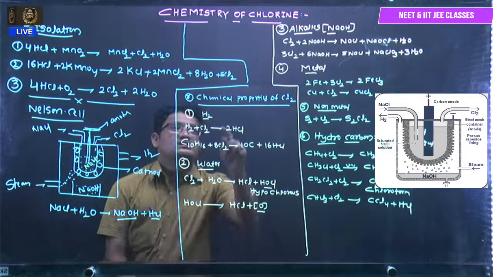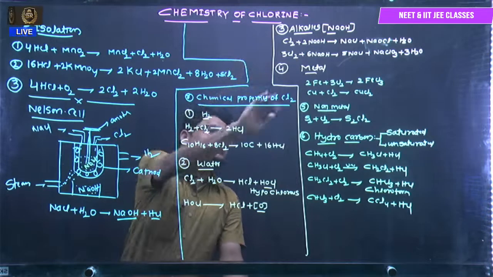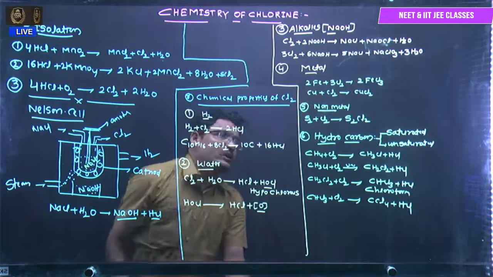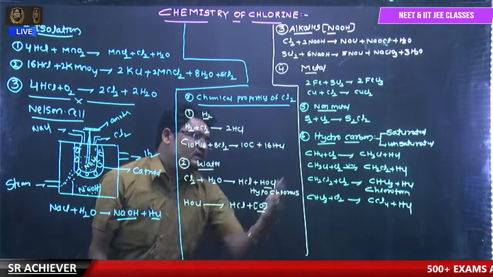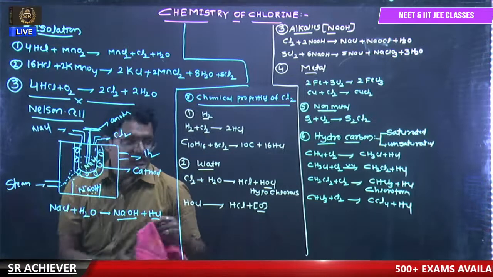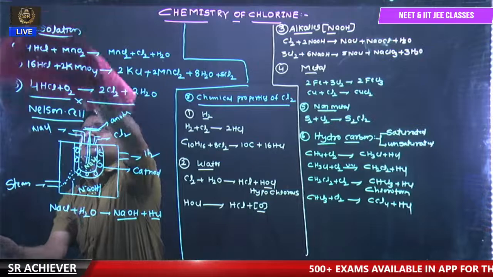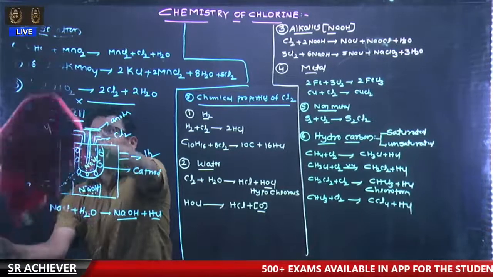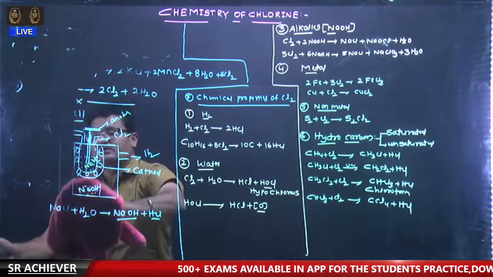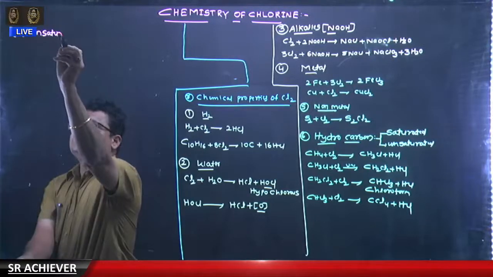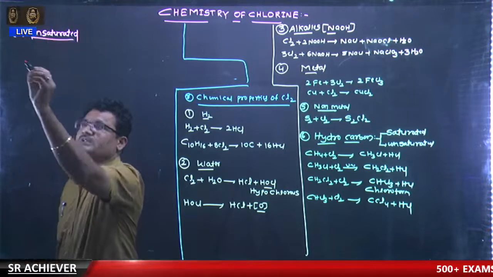After this, the chemical properties of chlorine: reaction with hydrogen, water, alkalis, and metals, where metal reacts with chlorine to give metal chloride. With non-metals, sulfur reacts with chlorine to give sulfur monochloride. Then hydrocarbons, which are of two types, saturated and unsaturated. Saturated means carbon-carbon single bond. Next is unsaturated hydrocarbon. What is an unsaturated hydrocarbon? It is nothing but a carbon-carbon double bond or carbon-carbon triple bond.